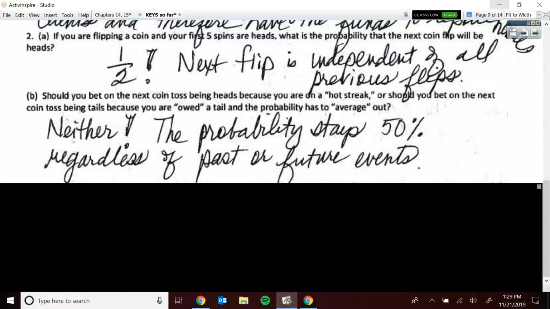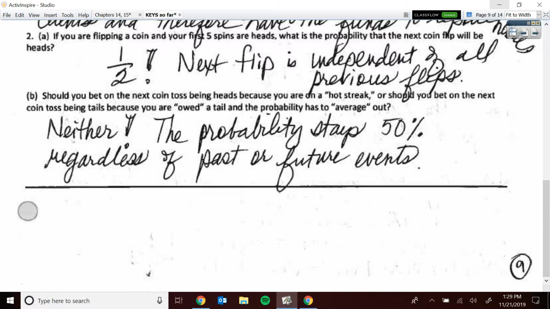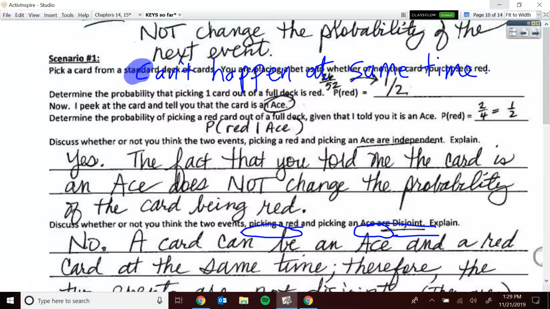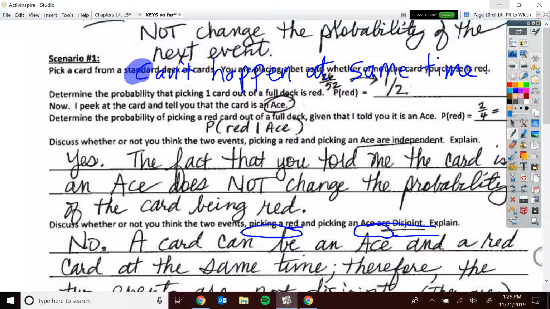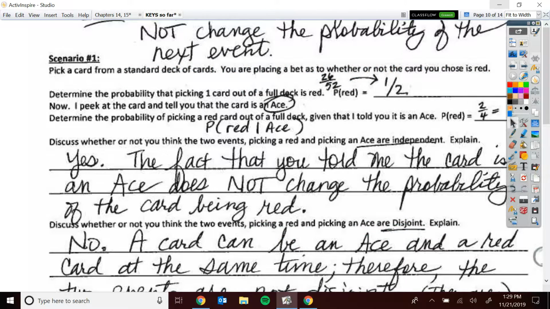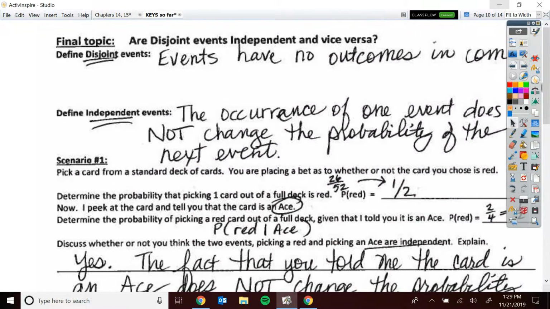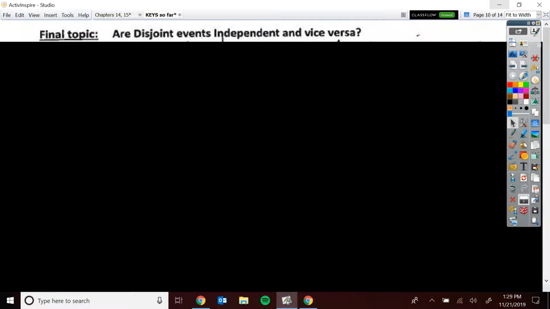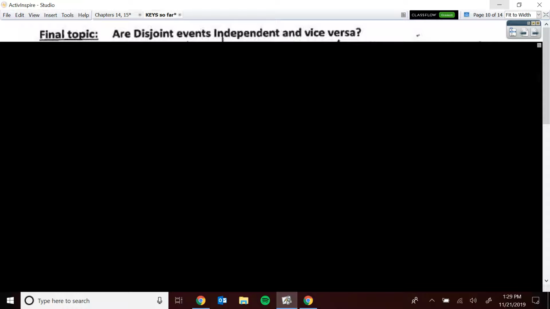All right, so we have one last topic. Let's go on to the next page, and we're going to get to play another game, so this will be fun. Here we go. The final topic is to really solidify the definitions of disjoint and independence and talk about them together.